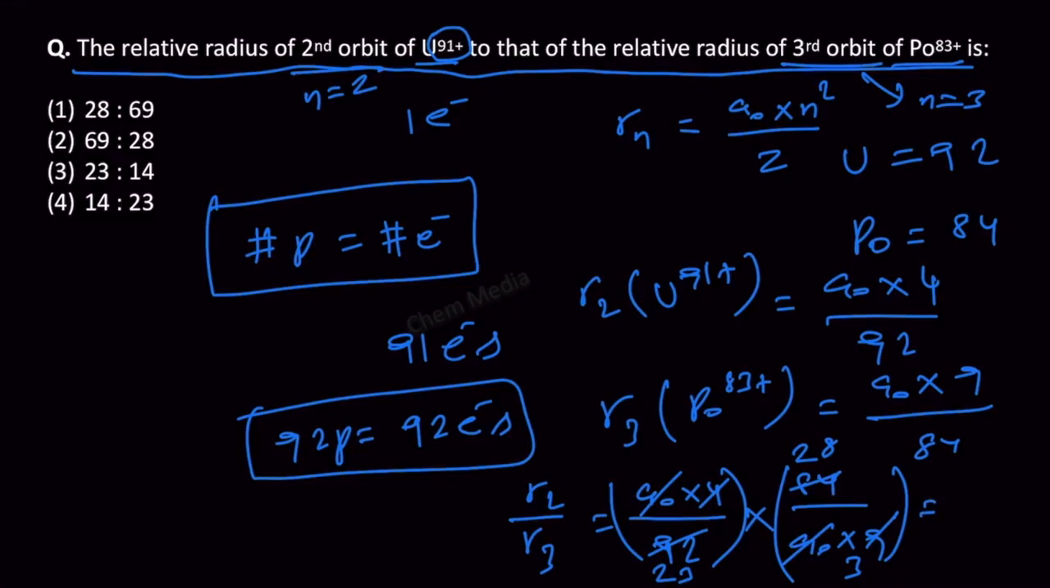Therefore this is equal to 28 divided by 23 times 3, that is 69. So 28 divided by 69. So therefore 28 is to 69. That is the correct answer. This means option 1 is correct.